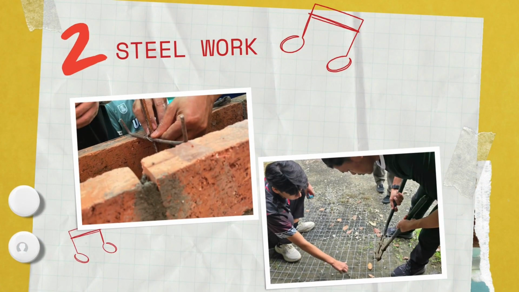Second is steelwork. In the steelwork section, students will be exposed to the correct way of cutting iron as well as knowing all the materials used throughout the project process of Site C. Students will also be taught the correct way to tie steel using iron wire. The third one is concrete work.